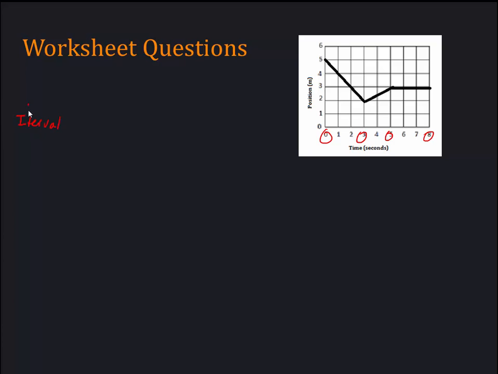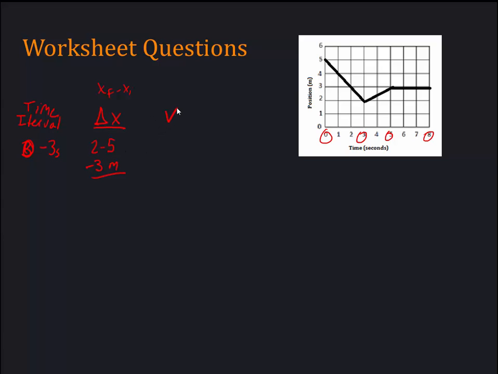Okay, so the first time interval is 0 to 3 seconds. I want to know its displacement. That's how far it changed. So change in position is delta x. Well, that means I want to know how far it is from where it started. So it started at 5, it ended at 2. Now displacement is always final position minus initial position. So I have 2 minus 5, which is negative 3 meters. So this thing moved 3 meters in the first time interval, except that's negative because it's moving towards the detector.